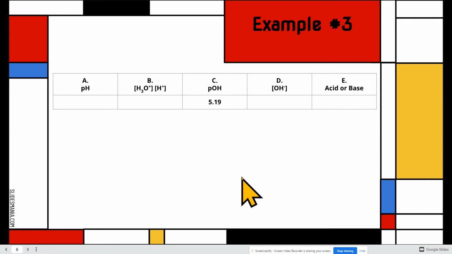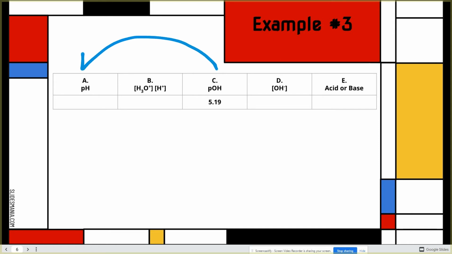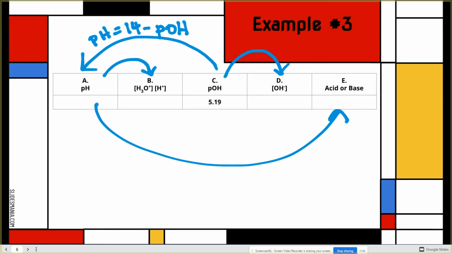I'll tell you a hint on example 3. So you got pOH. The first thing you should be able to get would be this. And how do you do that again? This would be pH equals 14 minus the pOH. From there, you should be able to get this. And from this, you should be able to get this. And then, of course, from the pH, you should be able to answer whether it's an acid or a base. Go practice examples 3 and 4.